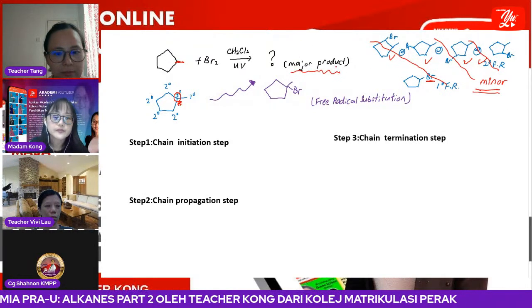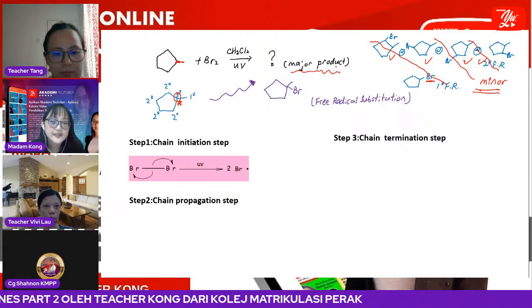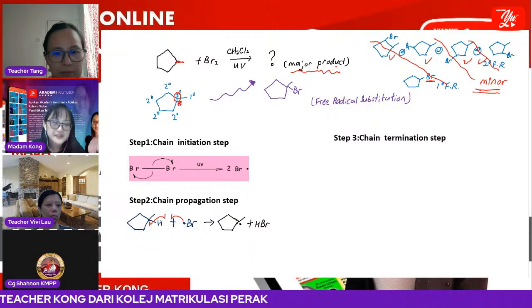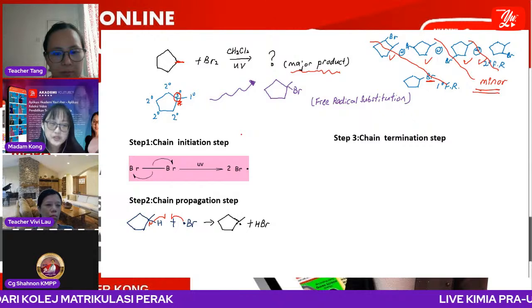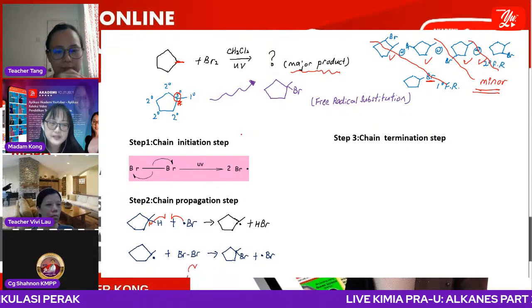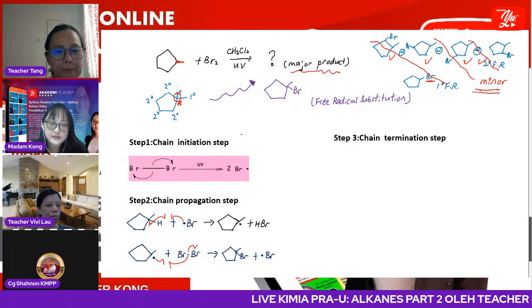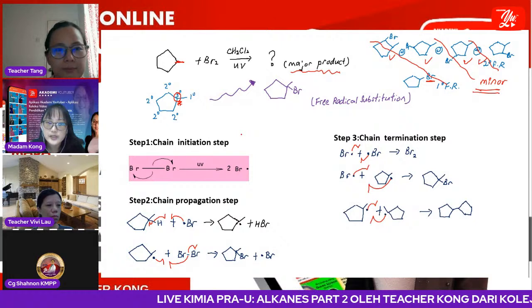So again, step one, step two, must have two equations. Okay, this is another possibility. Don't forget the half arrow. And then this one is step three.